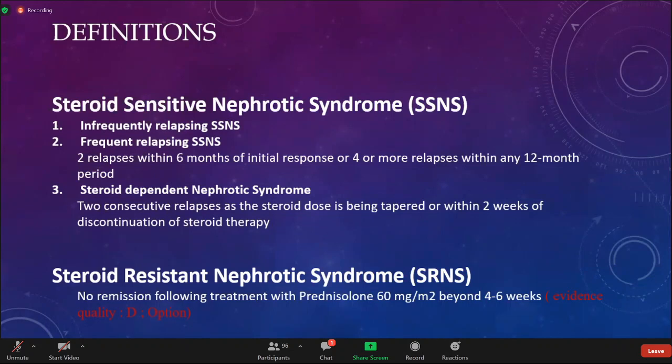Then the other main part is a steroid-resistant nephrotic syndrome, where you started treating with prednisolone, the induction dose, but if they are not responding after about 4 to 6 weeks, you label them as steroid-resistant nephrotic syndrome.